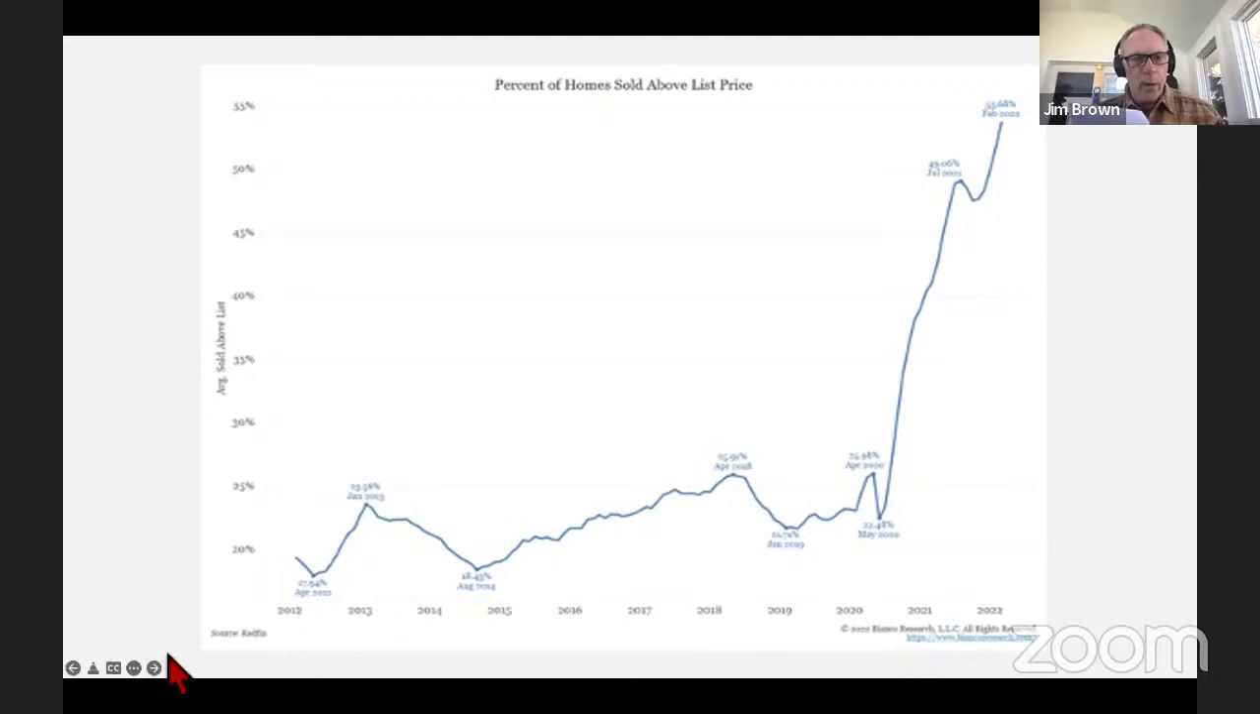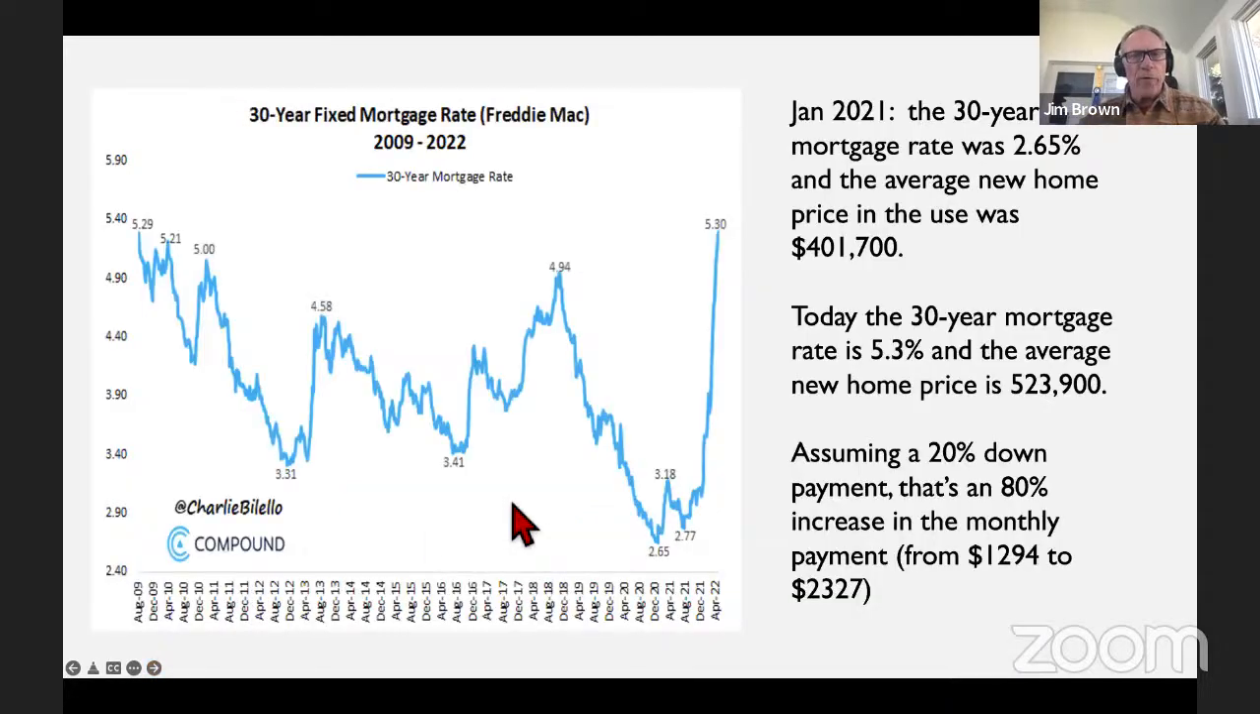All right, now let's move on here. Look at other effects that we've had. This is an effect of both money printing and the Fed's reaction to it.